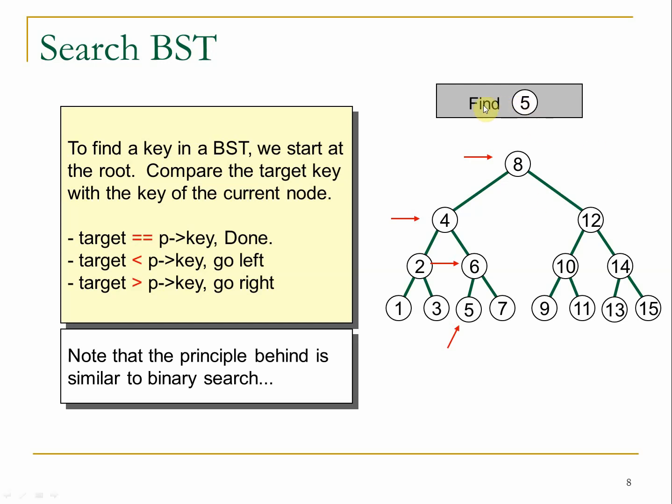Say we want to find the node 5 inside this binary search tree. We compare with 8, understanding 5 is smaller than 8, so we travel to the left side. Compare 5 with 4, 5 is larger, so we need to go to the right child. Compare 5 with 6, 5 is smaller, so we need to go into the left subtree, and there we find the node 5.